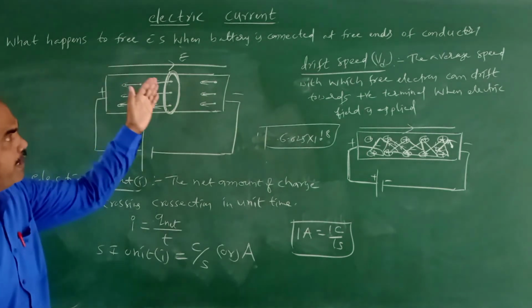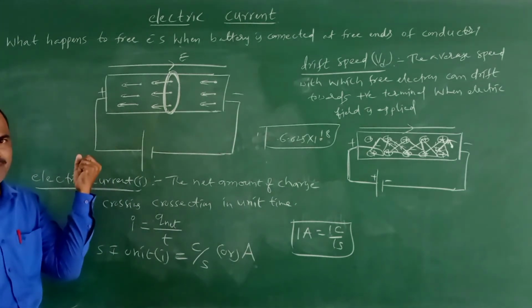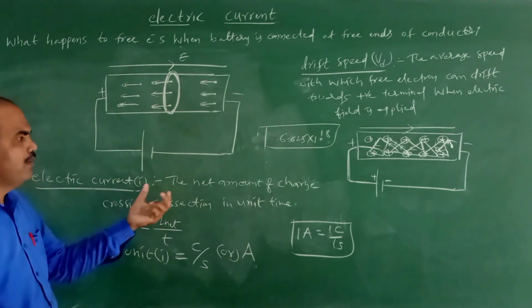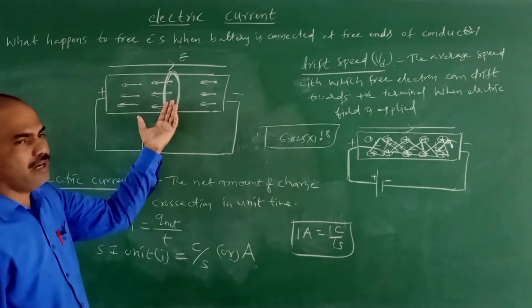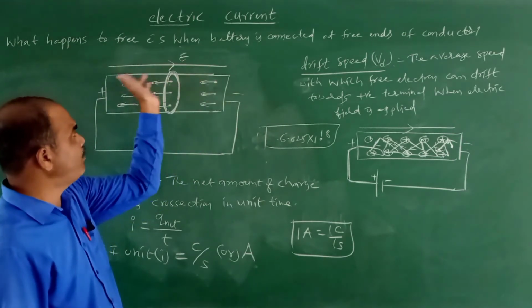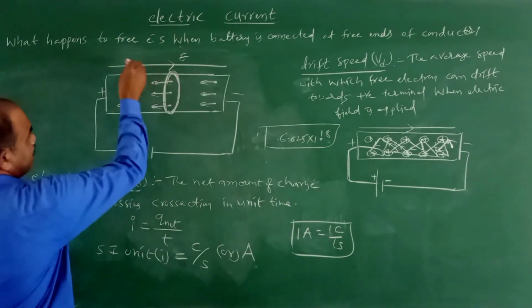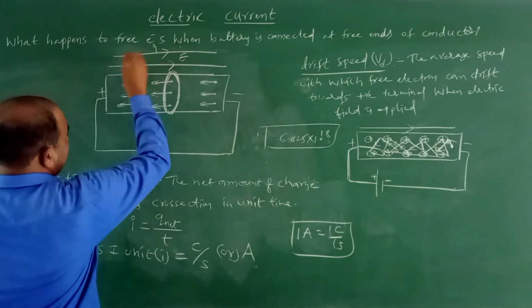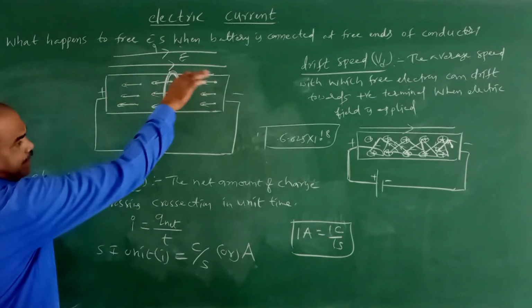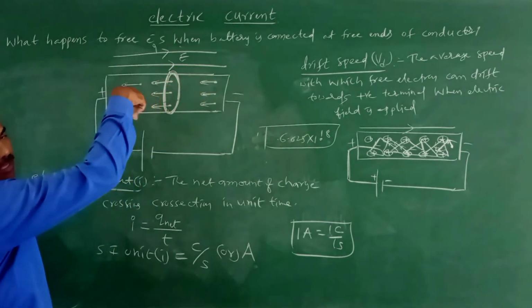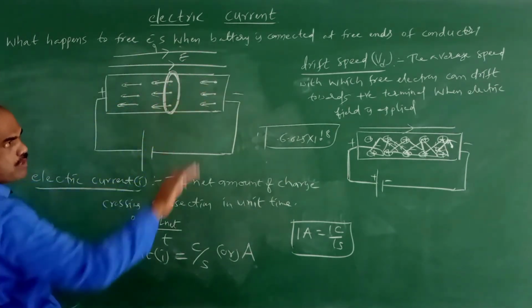What happens to free electrons when a battery is connected at the free ends of the conductor? The current will exist. The amount of charge crossing the cross section in unit time will be called current. When the current is produced, the electrons move in which direction? Opposite direction of the electric field. But the conventional direction of current is taken in the direction of the electric field. What is the direction of the electric current? It is in the direction of the electric field, or opposite to the motion of the electron.